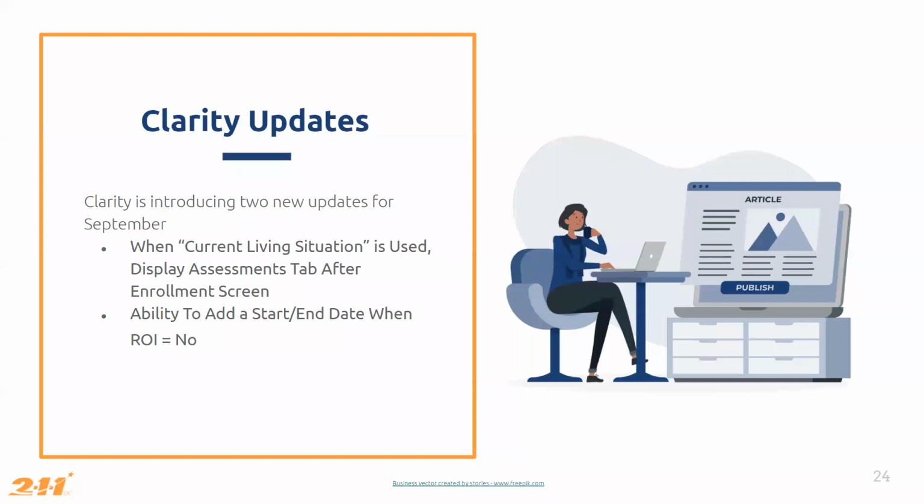Okay, so Clarity is introducing 2 new updates as part of the September release. The first is for any projects using or requiring the current living situation assessment: a new default screen displays, showing the assessments tab after completing the project enrollment screen. And the second is the ability to add a start and end date when the release of information response is no. So I'm going to go into each of these in detail, and then we'll see how it actually looks in Clarity. Erin, can you advance the screen, please?